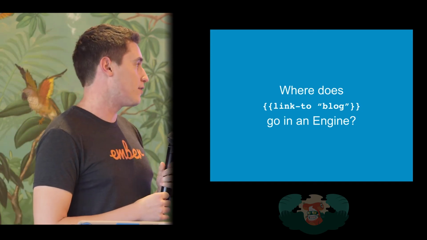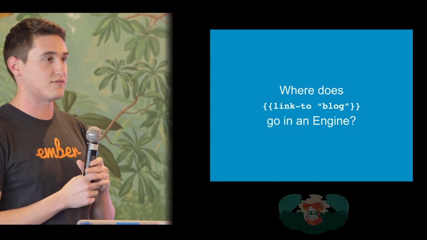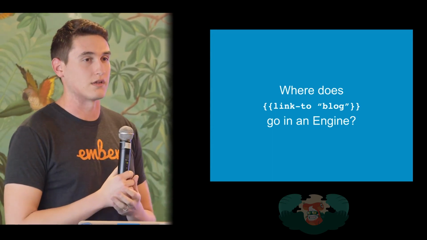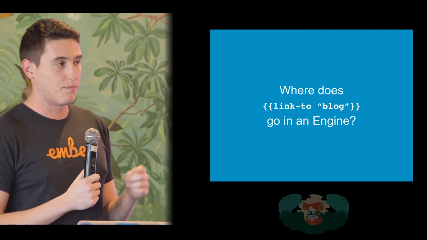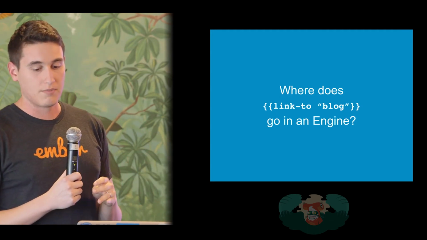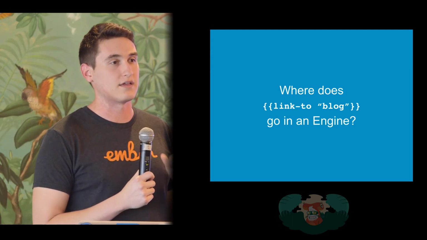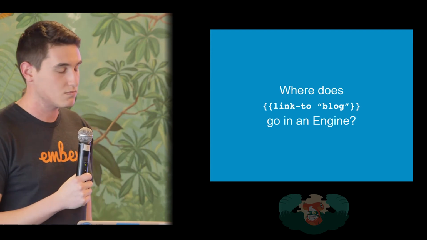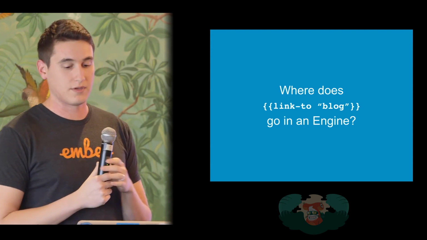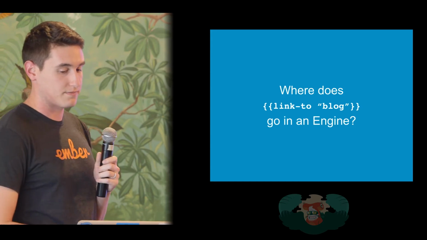So the first thing that we need to realize is that we want the link to blog to be relative to some scope, because that's how it works in a normal application. But we also know that engines have their own isolated scope, meaning that they don't really have knowledge about their host, and they want to be able to be used independently of a specific application. And so what this really means is that our links need to be relative to the scope of the engine.